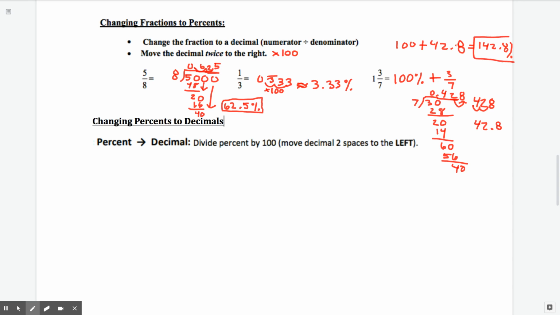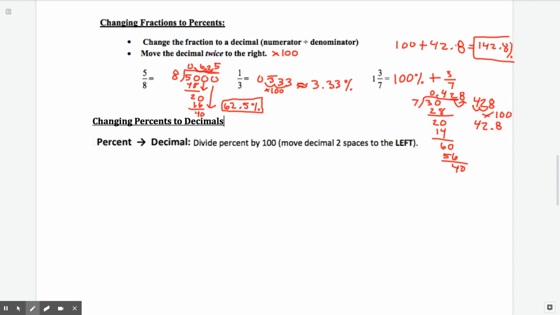So again, if you ever have to convert, just don't forget, if you're going from fraction to percent, you get it to a decimal. Once you get it to a decimal, you times it by 100. That gets it there. And if you have a whole number, that's already equivalent to 100%.